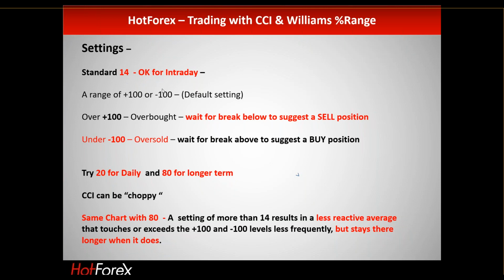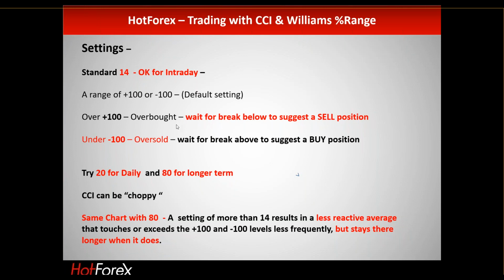I actually haven't got this on this chart, but I can show you where there's a higher number, and you see, the higher the number, the less significant the change can be. But this is the standard setting where we're at 14, and we've got this default range of plus 100 or minus 100. It's a bit of an odd way around. So for CCI, over 100 tends to be overbought, so you're waiting for a break below to suggest a possible sell position. Doesn't mean that it's going to go down.